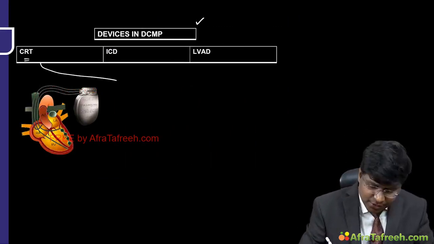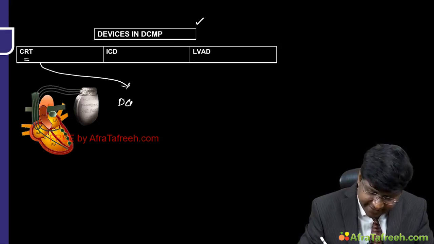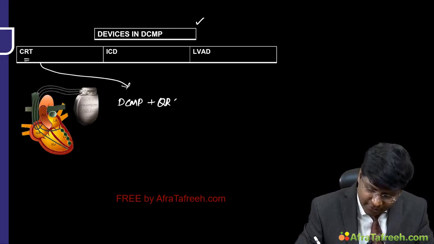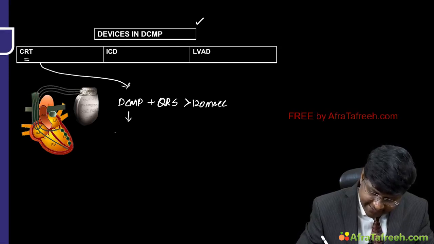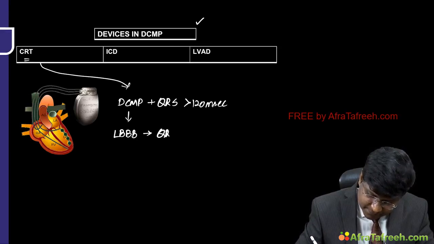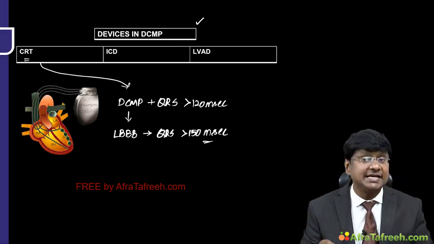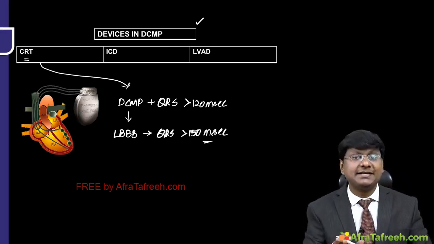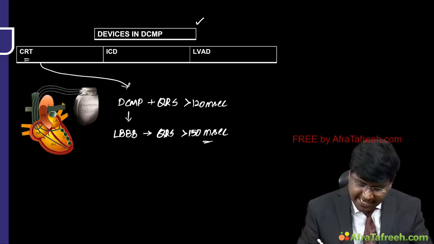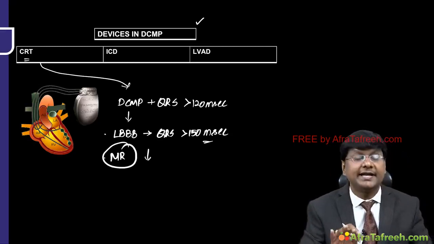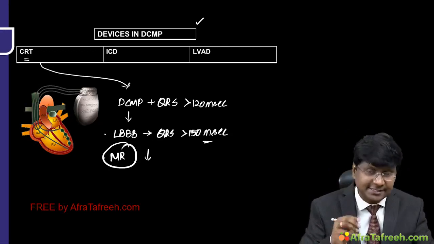One is CRT, right? So CRT, it should be placed in patients with dilated cardiomyopathy, refractory to medical management, and the QRS complex should be more than 120 milliseconds, or there is dilated cardiomyopathy with left bundle branch block where the QRS complex is more than 150 milliseconds, right? So these are the ideal candidates for placing the cardiac resynchronization therapy, right? And not only that, if there is functional MR, even that can also be reduced by placing cardiac resynchronization therapy, right?